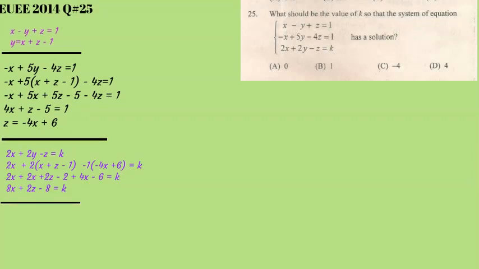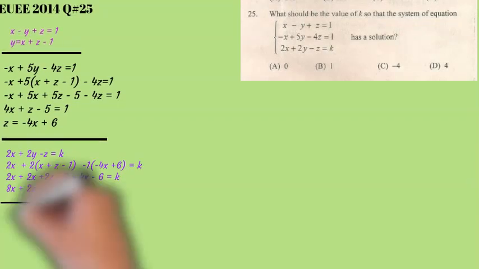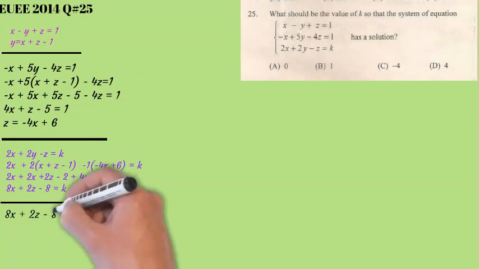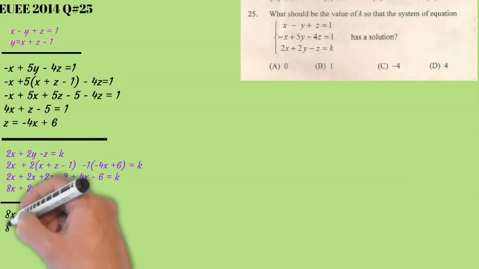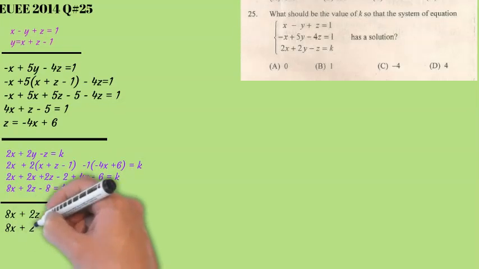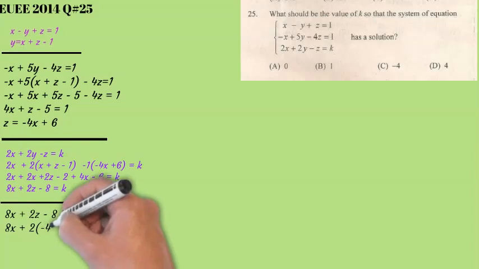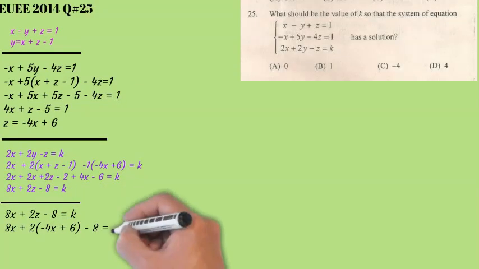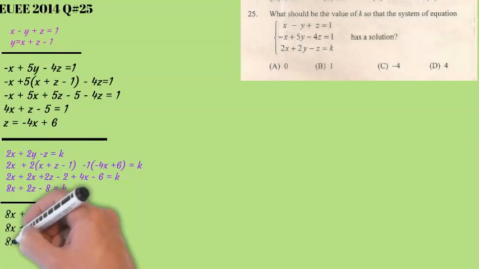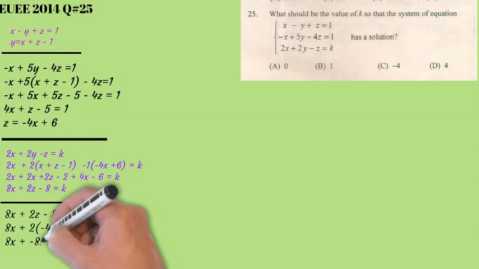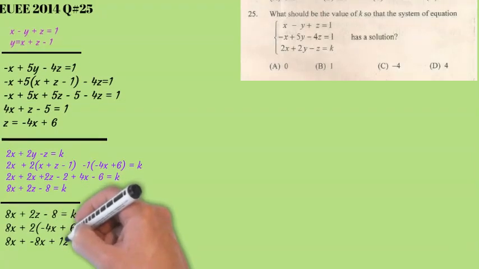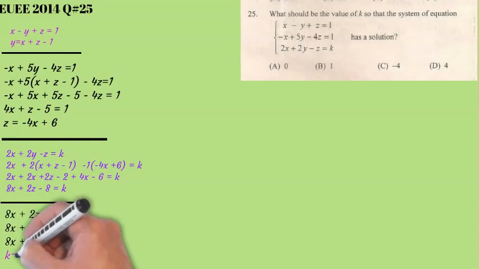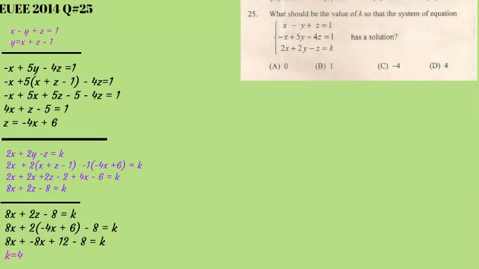Now we know what z is, so we can substitute z again in here. So 8x plus 2 times minus 4x plus 6 minus 8 is equal to k. 8x plus minus 2 times minus 4x, 8 minus 8x plus 2 times 6 is 12, then minus 8. Then we know what k is now. So k is 4 because 8x minus 8x is 0, 12 minus 8 is 4. So that's how you find your k.